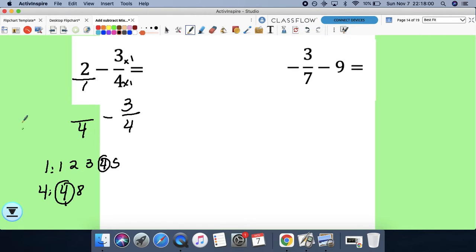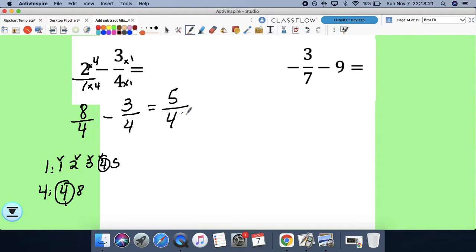This is already a 4, so 4 times 1 is 4, and 3 times 1 is 3. No changes necessary. But the 1, how did the 1 become a 4? 1 times what? It's times 4. So on the top is times 4 too. 2 times 4 is 8. Now we can subtract. The denominator stays the same, and 8 minus 3 is 5.